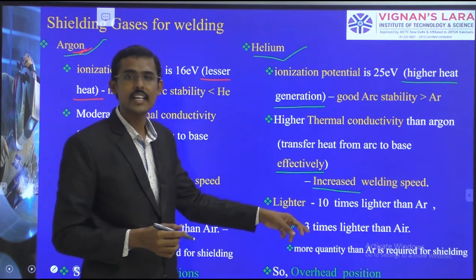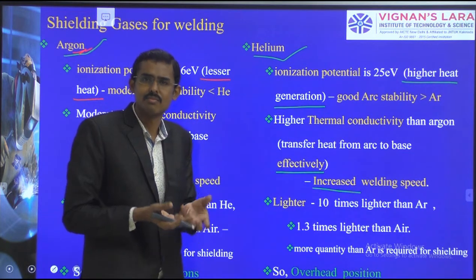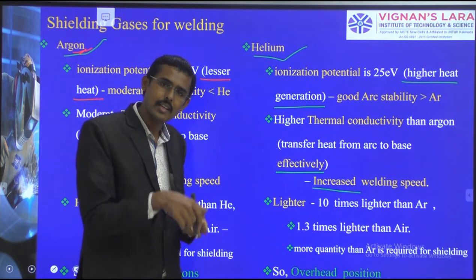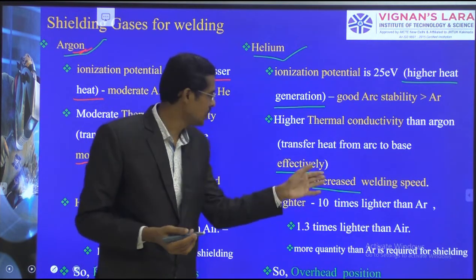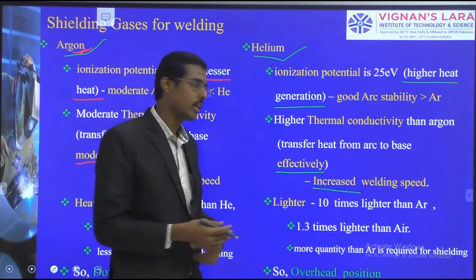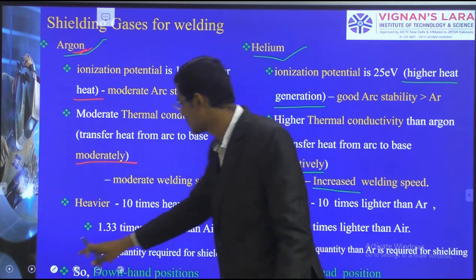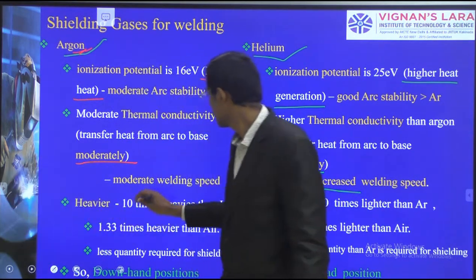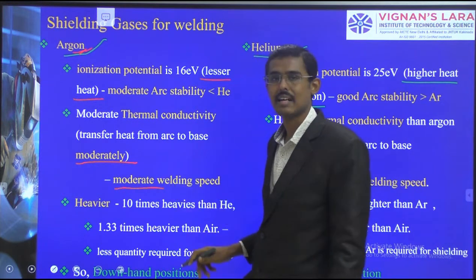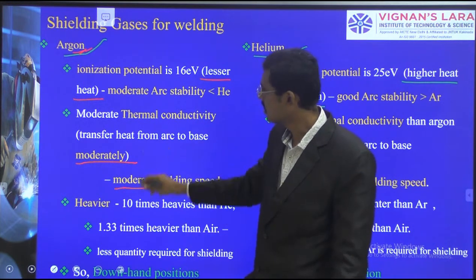If this heat is generated, our work is simplified. Easily we can melt, deposit and move to another location. Therefore, increased welding speed. But when we are using argon, what happens here, you see, it is a moderate welding speed as compared to all these things. These two points we have mentioned.